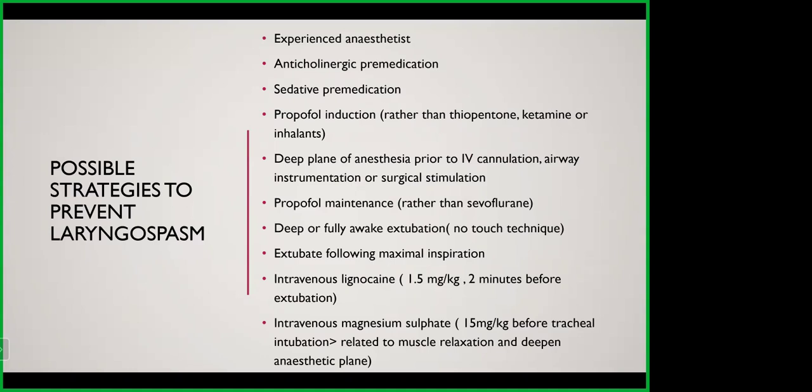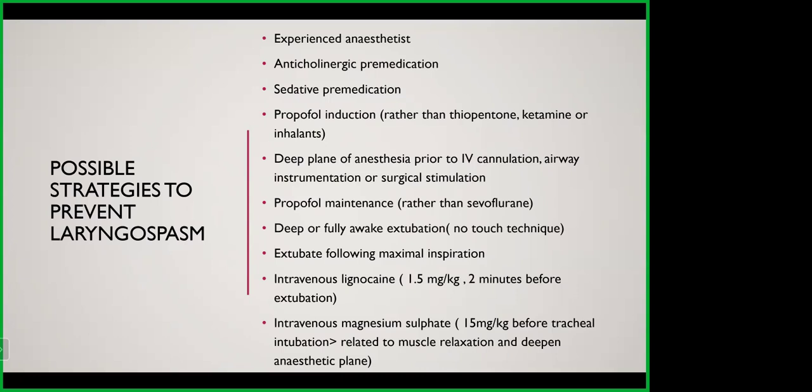Anticholinergic pre-medications like glycopyrrolate and atropine reduce secretions, hence the chances of laryngospasm. Sedative pre-medications like benzodiazepine and fentanyl reduce cough and blunt airway reflexes, hence they also prevent laryngospasm. Propofol induction is always better than inhalational and other IV agents as it blunts airway responses very well.